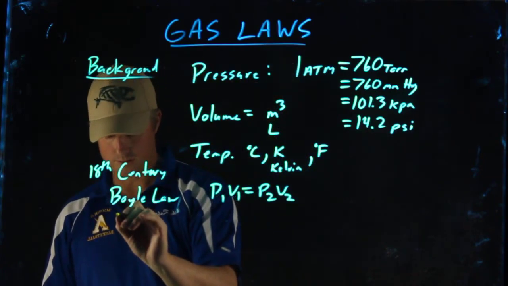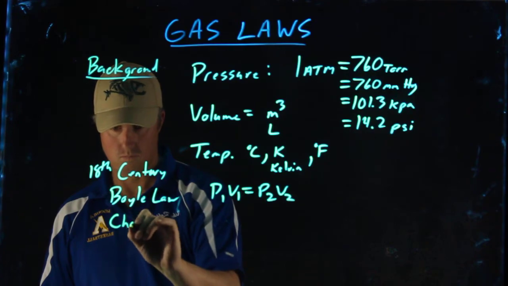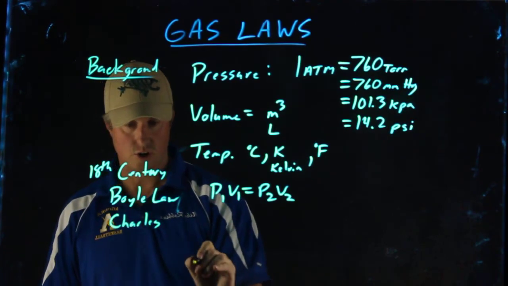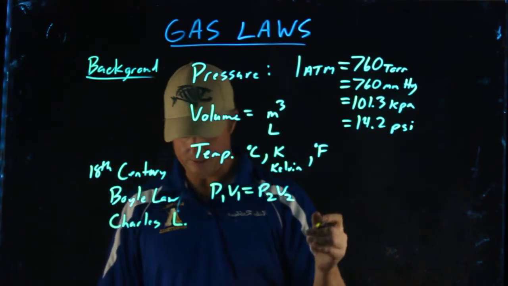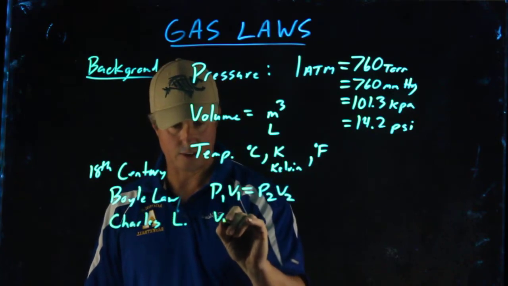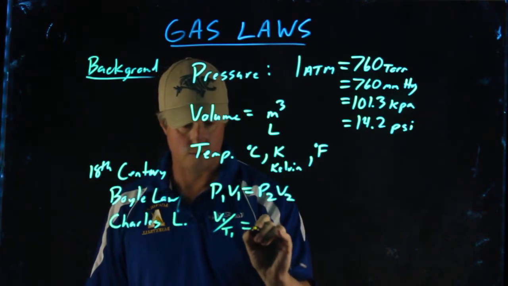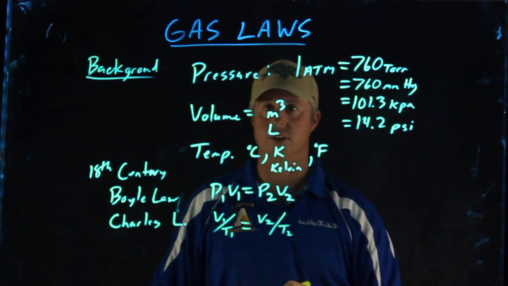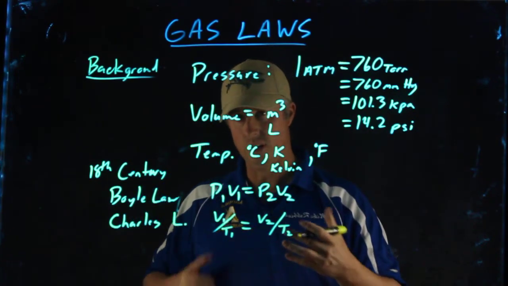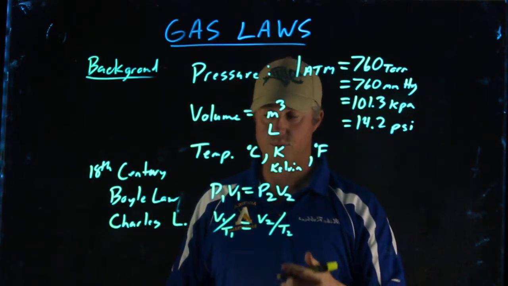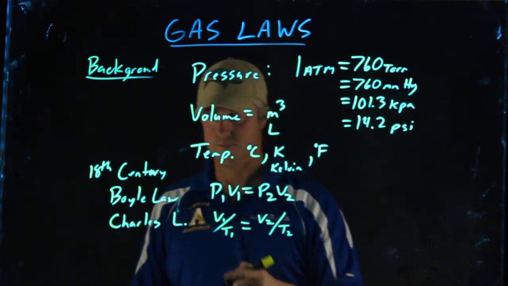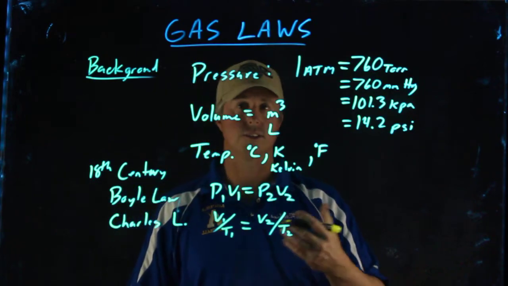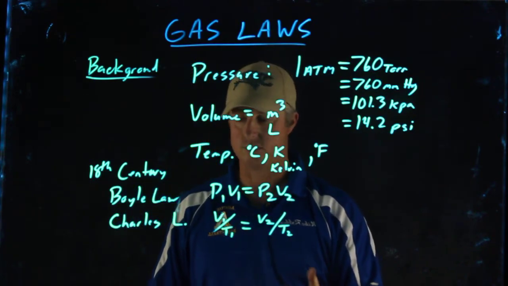Then you have Charles' law. Charles' law basically said that volume is directly proportional to temperature. So if I increase temperature, volume will increase if pressure is held constant. In Boyle's law, it's assumed that temperature is constant. That's why it's not there.